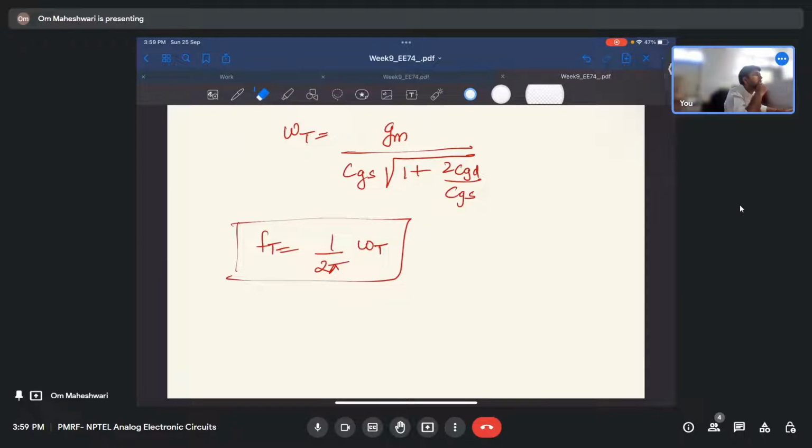Okay. So again, everything is given. Even these two are given, Gm is given, I think. We can find Ft, and this will be the answer. Okay. Any doubts in this part? Okay, sir. No, sir.